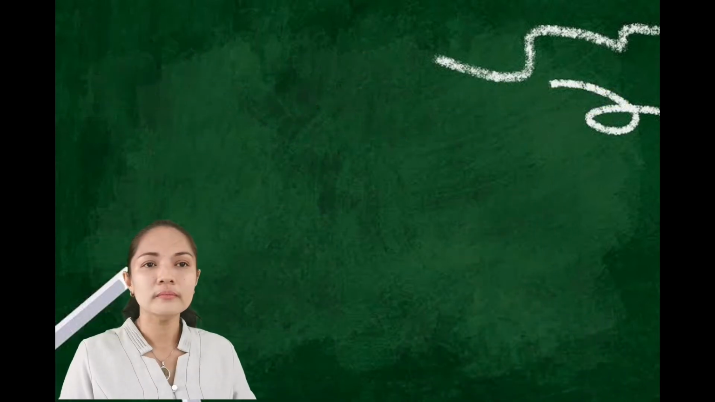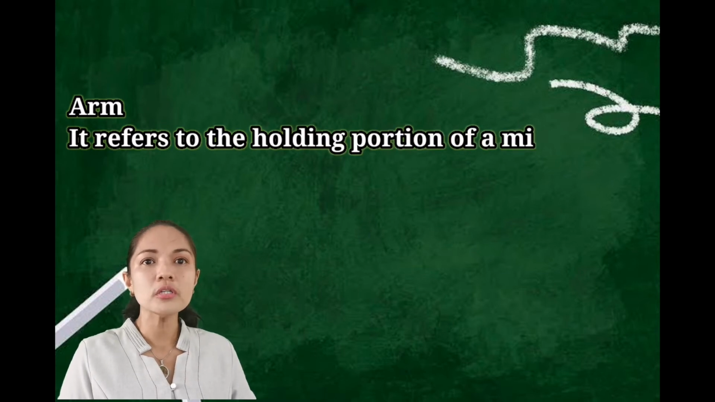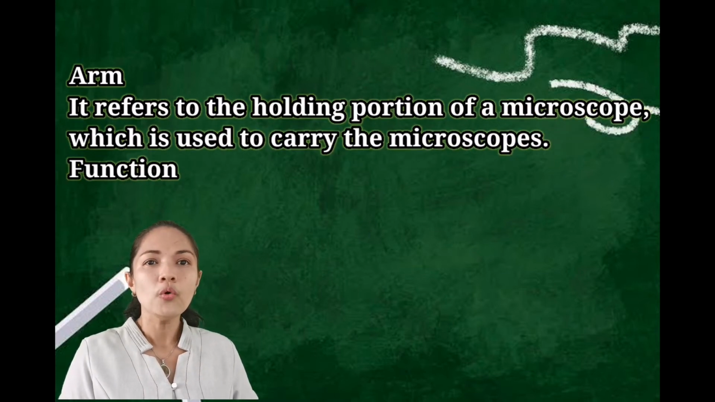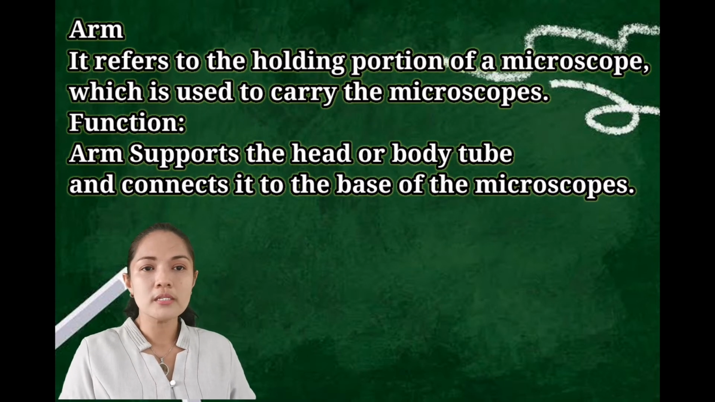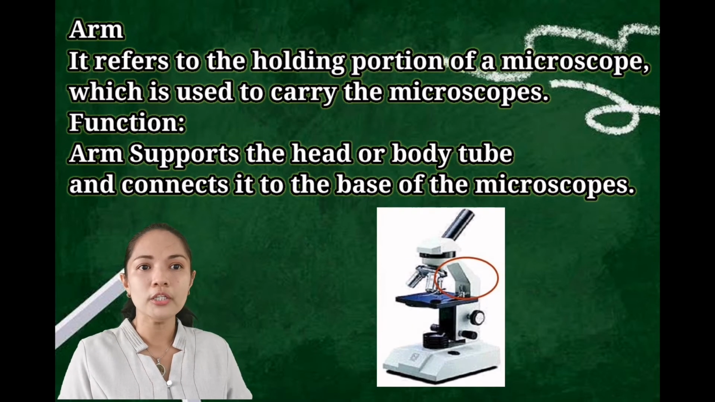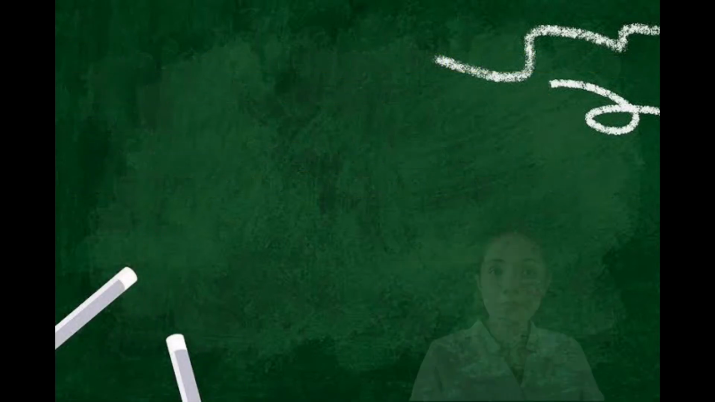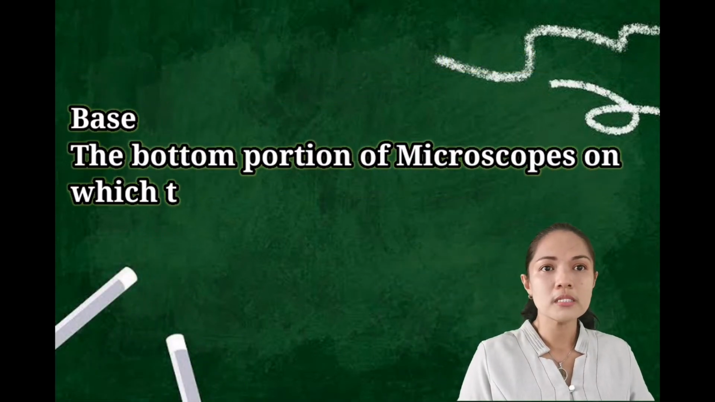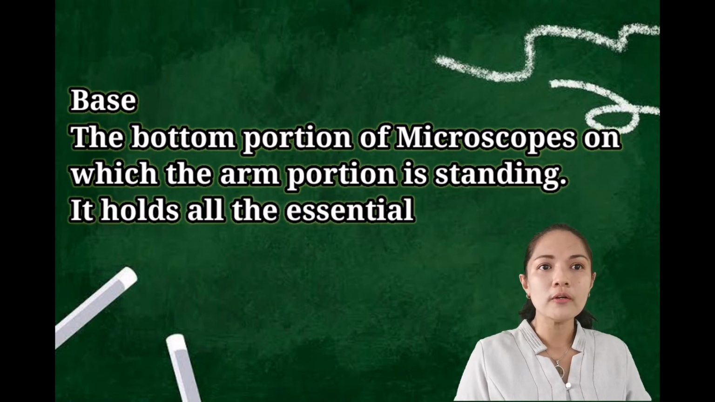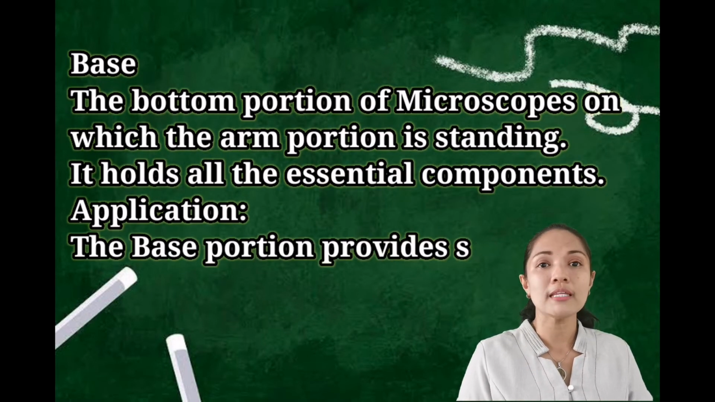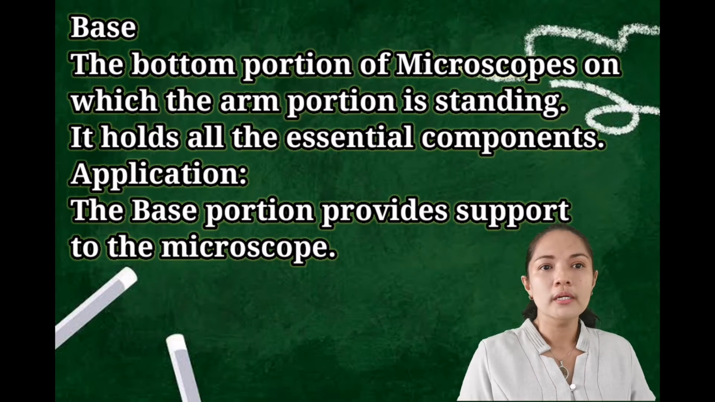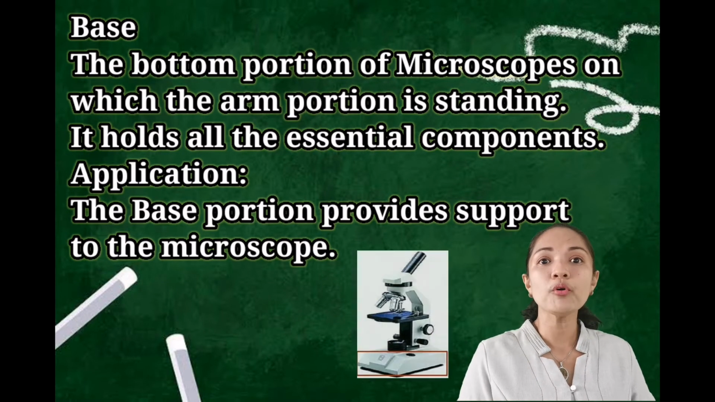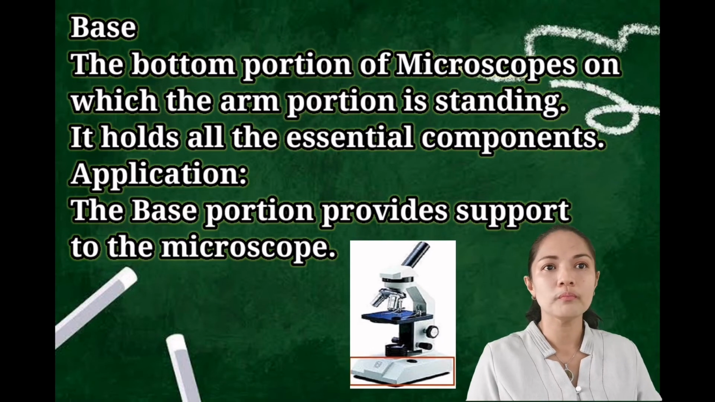The second one, the arm. It refers to the holding portion of the microscope, which is used to carry the microscope. The function of the arm is that it supports the head or the body tube and connects it to the base of the microscope. And the third one, the base. The bottom portion of the microscope on which the arm is standing. It holds all the essential components. Its function is that it provides support to the microscope.